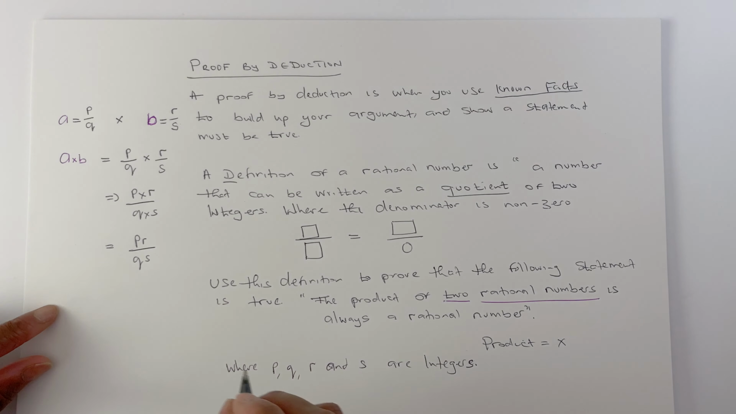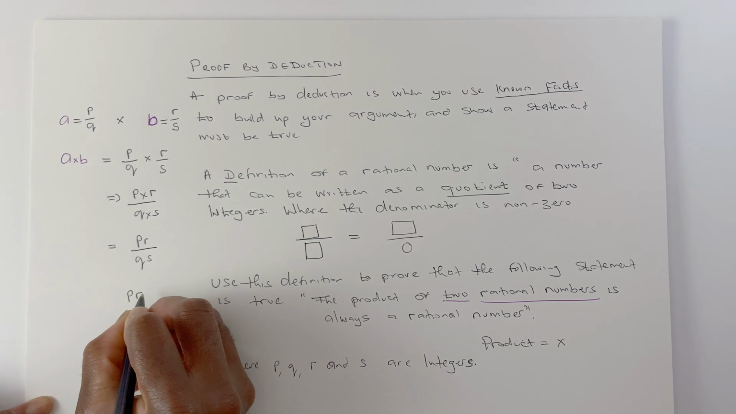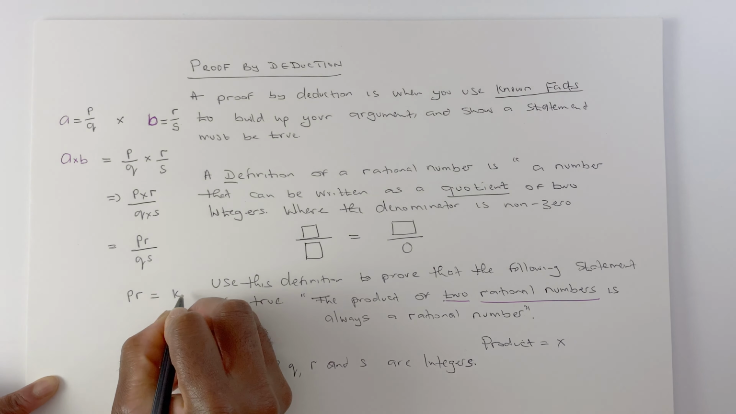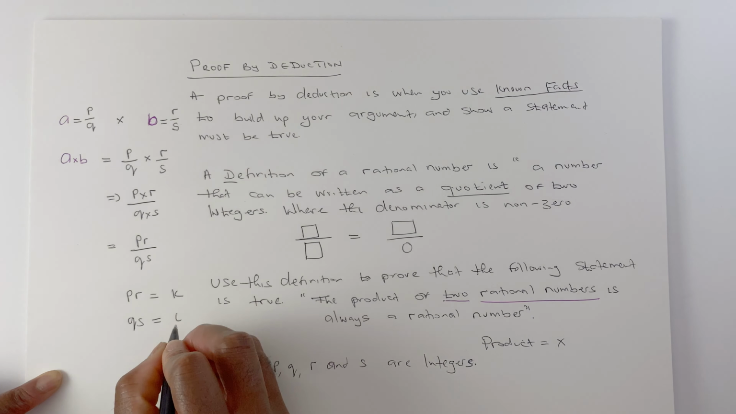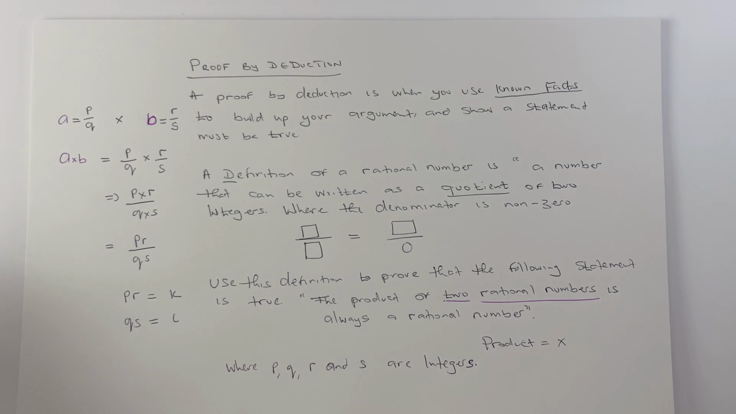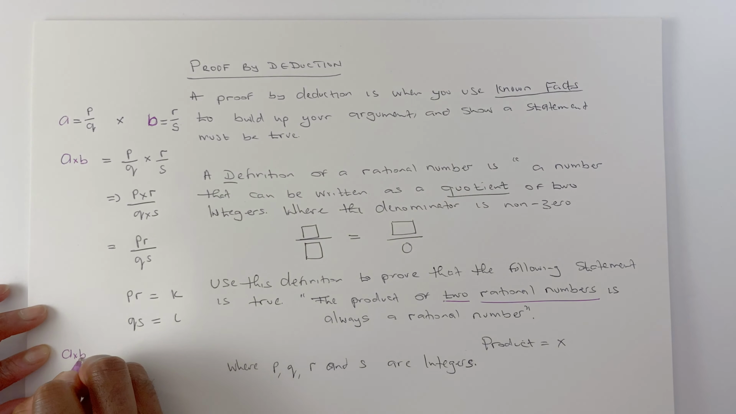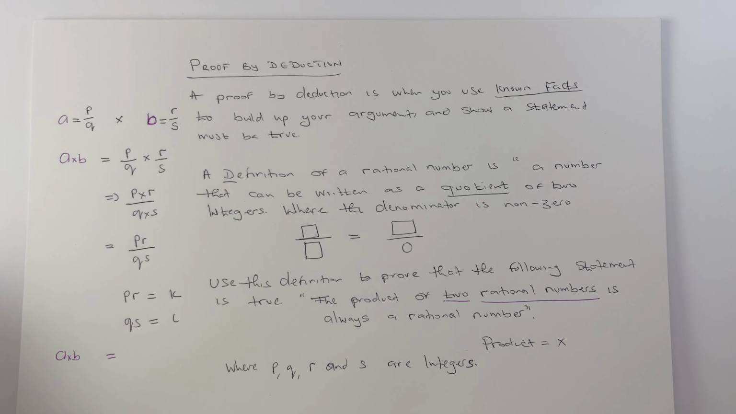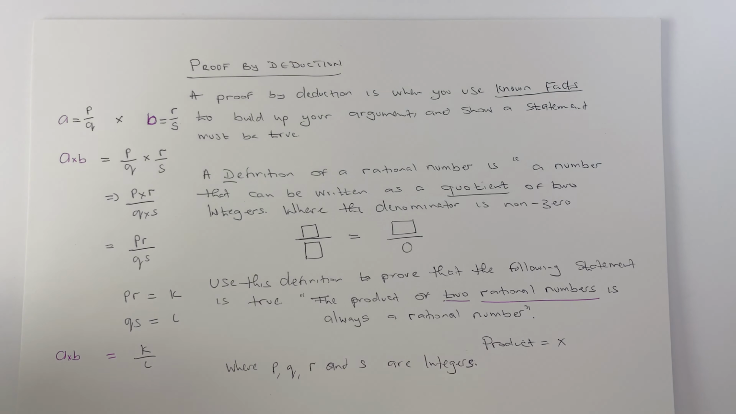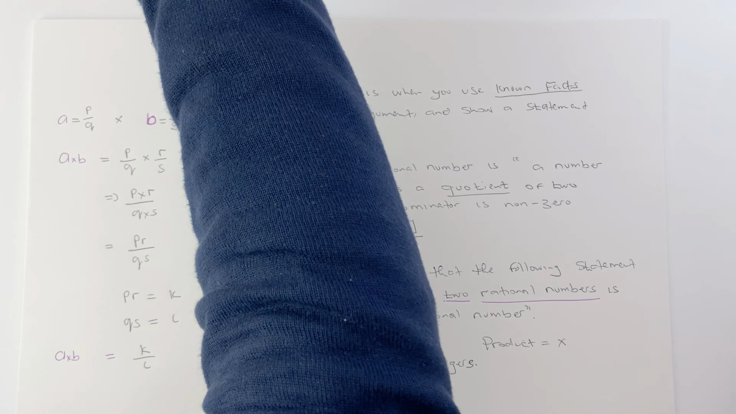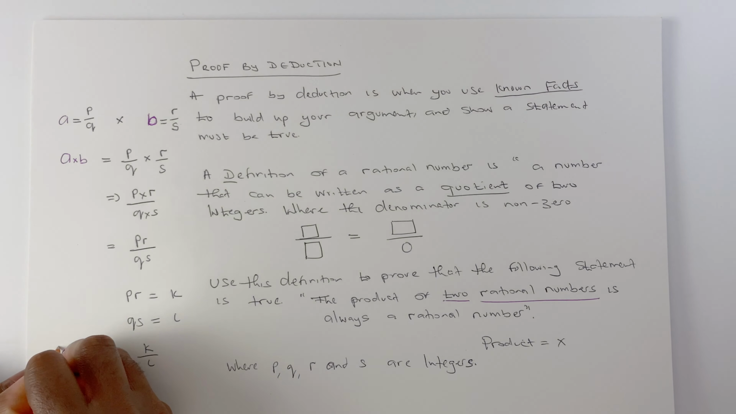So now what we can do is state that PR will also be an integer called K, and QS will also be an integer called L. And therefore, from my calculation here, A times B, which is AB, should be equal to K over L. So that's another fraction, another rational number that we're talking about there.